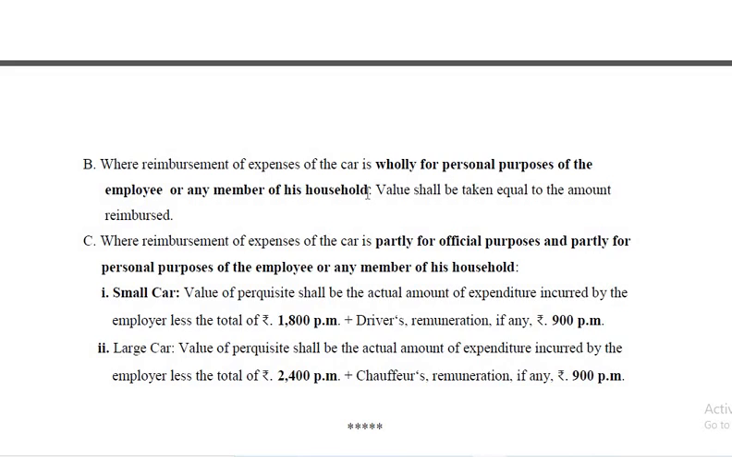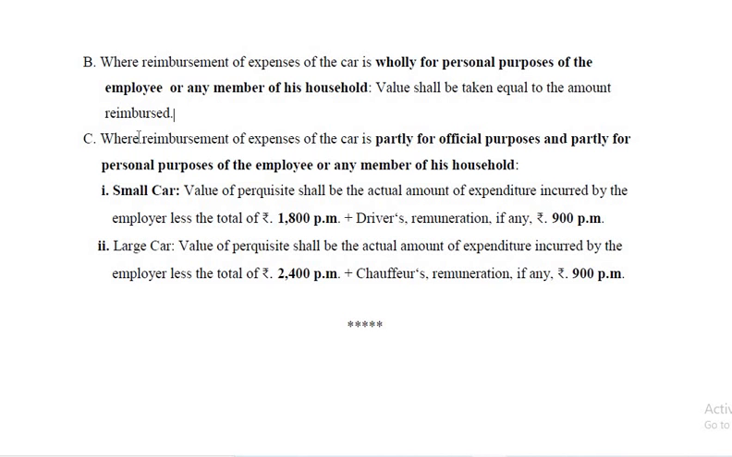In the previous case, it is exclusively for official purposes. But here, it is wholly for personal purposes of the employee or any member of the household. Then the value shall be taken equal to the amount reimbursed. Whatever amount is reimbursed by the employer to the employee, that is taken as perquisite value. Point C. Where reimbursement of expenses of the car is partly for official purposes and partly for personal purposes of the employee or any member of his household.